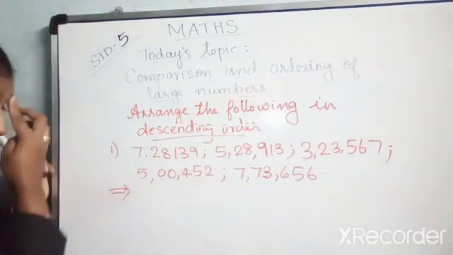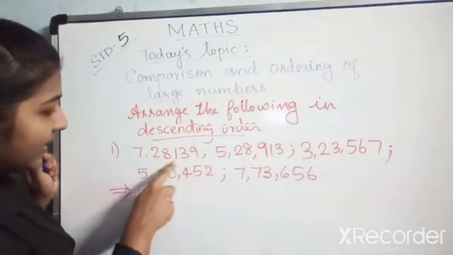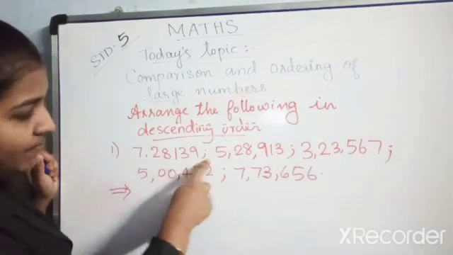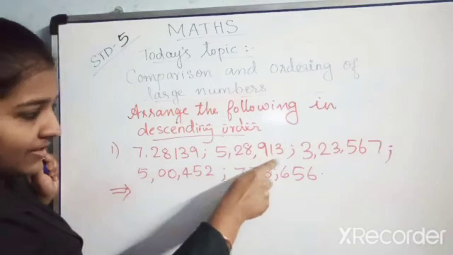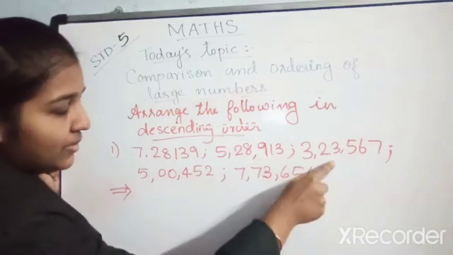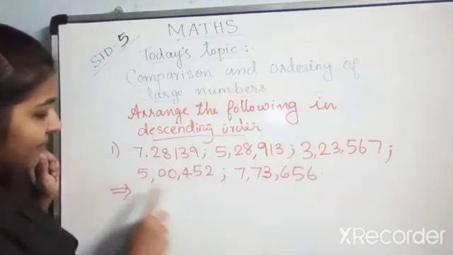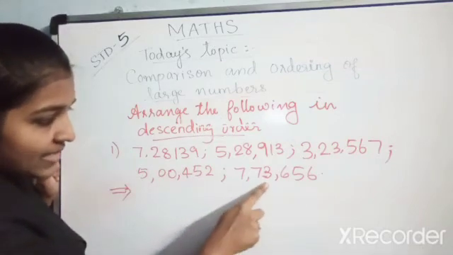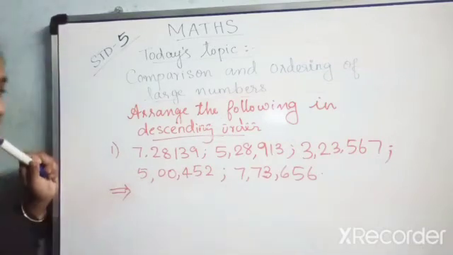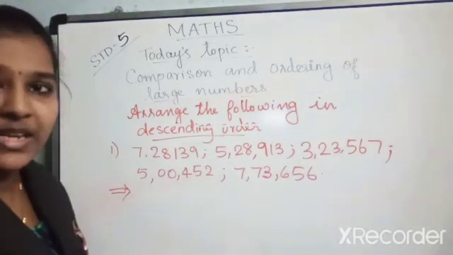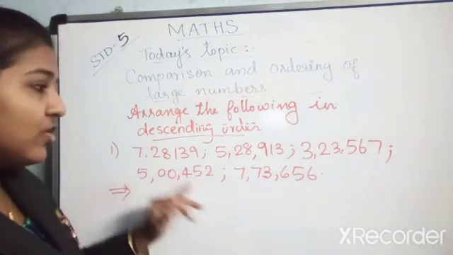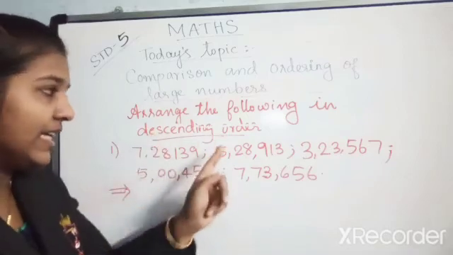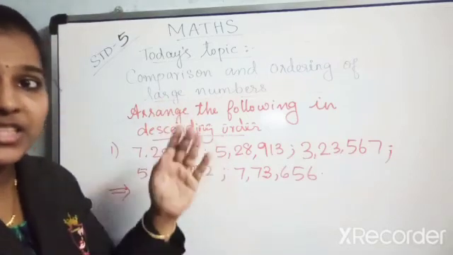So look at this question. 7,28,139, 5,28,913, 3,23,567, 5,452, 7,73,656. These are the given numbers. Okay, children? So we have to arrange them in descending order, from largest to smallest.